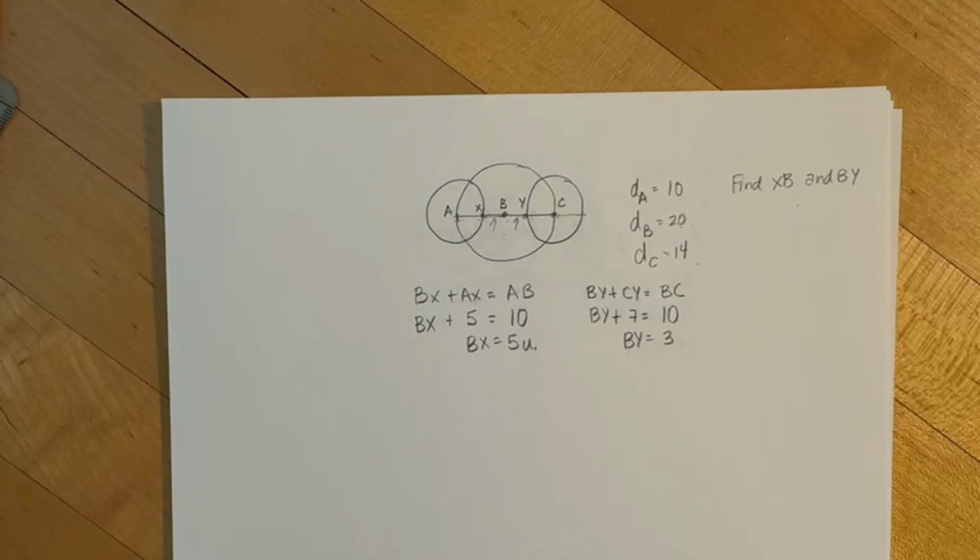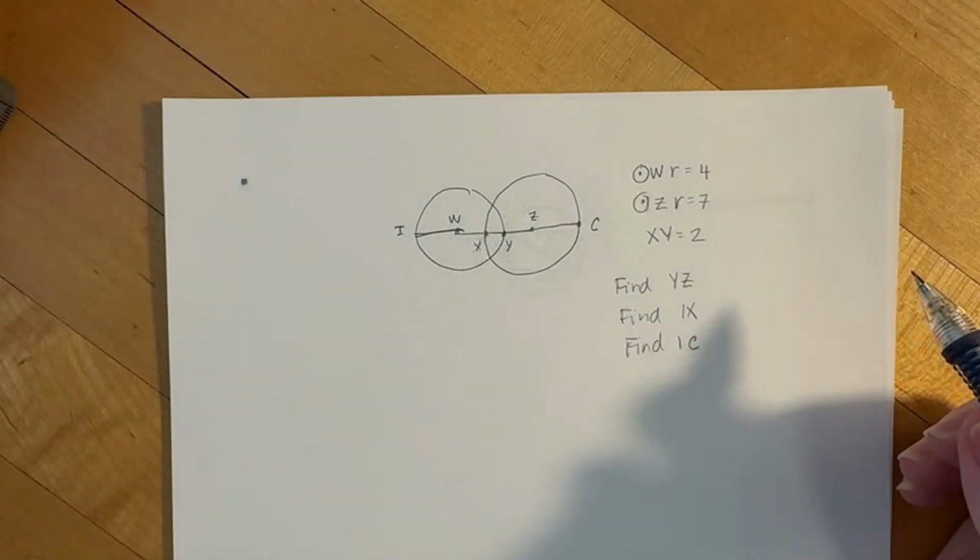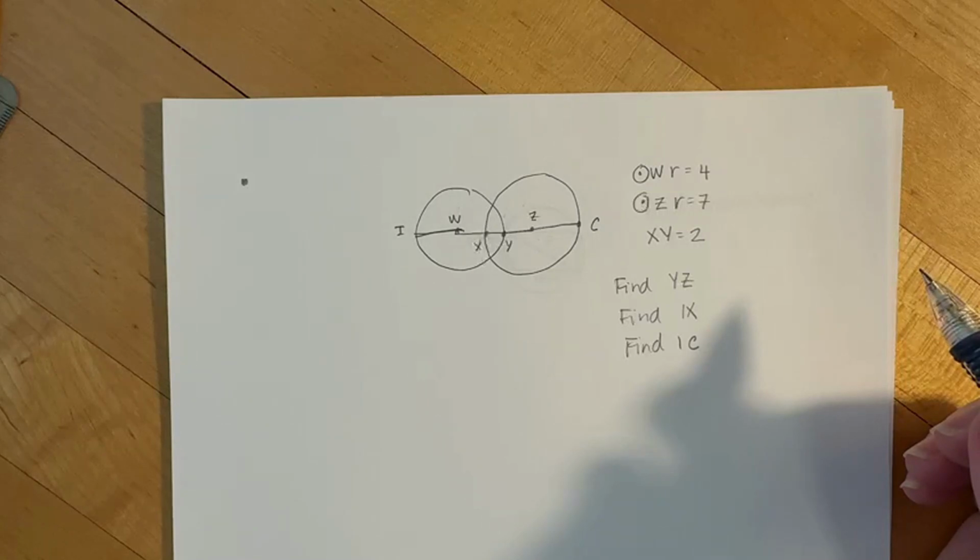Okay. And that's it. And we're good to go. BY is equal to 3. All right, moving along. Okay, so we worked with our diameters and our radii. Okay, let's do a little bit more work.